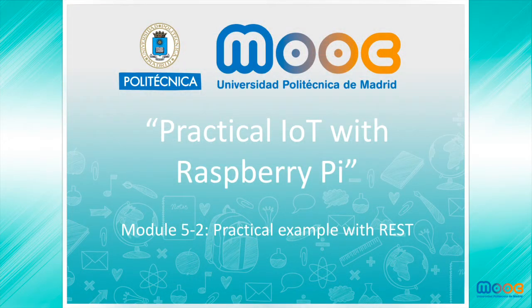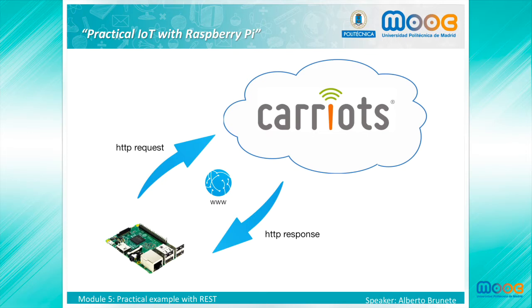Welcome to Module 5, Lesson 2, where we are going to make a practical example with REST and Python. We're going to connect our Raspberry Pi with Carriots, and we will make two examples to send data from the Raspberry to Carriots and to get data from Carriots to the Raspberry. But first of all, let's get introduced to Carriots.